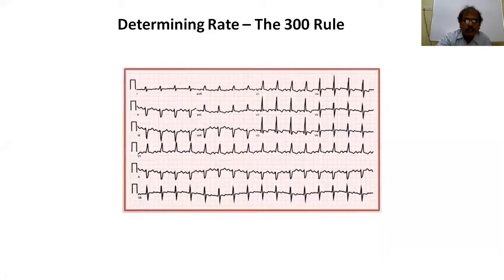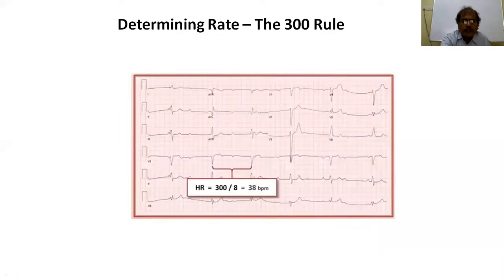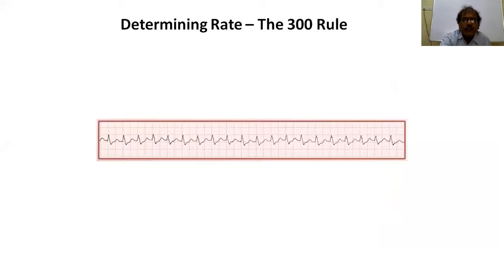Now let us see this example again. Let us take this rhythm strip. How many boxes are there here? 1, 2, and 2.5. We will take it as 3. So heart rate is equal to 300 by 3, which is 100 beats per minute. Similarly here in this case, the number of boxes: 1, 2, 3, 4, 5, 6, 7, 8. So the heart rate is 300 by 8, which is 38 beats per minute. So this is the rule of 300.